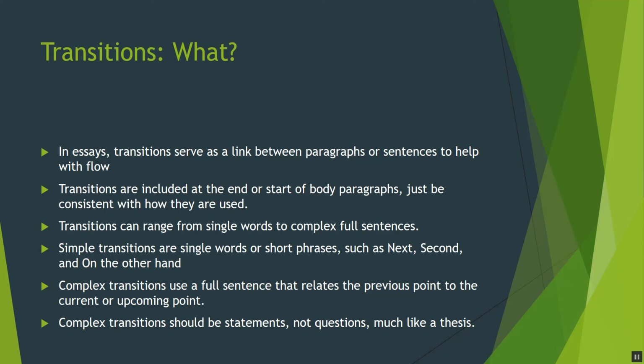Transitions have a wide range from simple to complex, going from single words to full sentences. Simple transitions are usually single words or short phrases, such as next, second, and on the other hand. Complex transitions are full sentences that relate a previous point to the current or upcoming point. Complex transitions need to be statements, not questions, very much like a thesis statement.